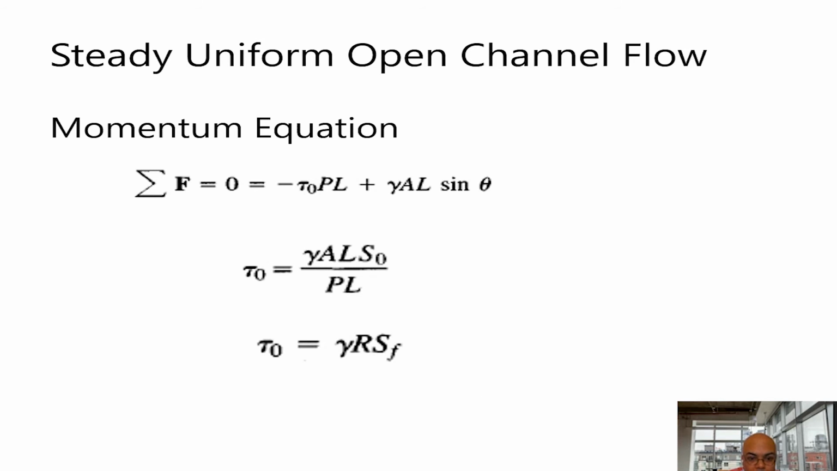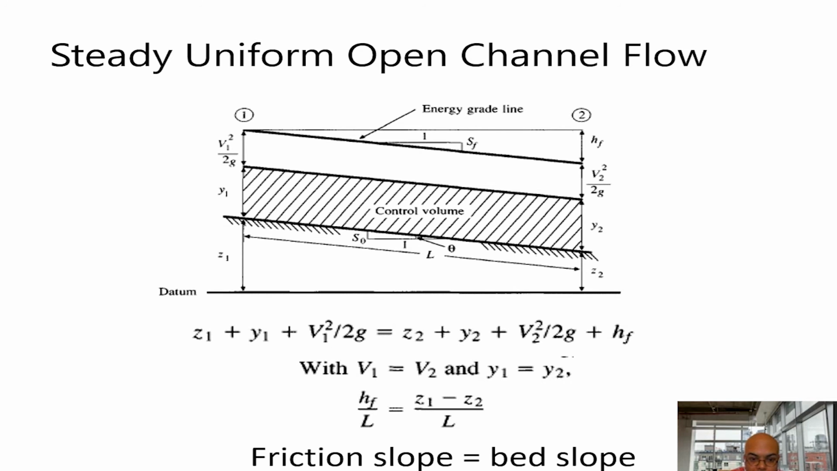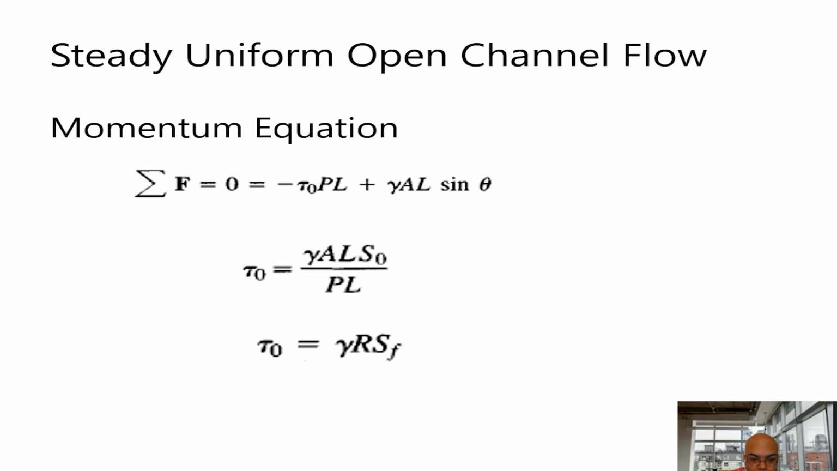And for steady uniform open channel flow, when we apply the momentum equation, for uniform steady flow, the external forces balance each other. So there is no inflow momentum rate, and there is no change of momentum within the control volume. Just the external forces are cancelling each other. The external forces are the viscous force, and this gamma A L sin theta, which is the gravitational force.